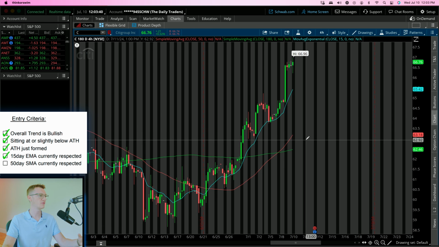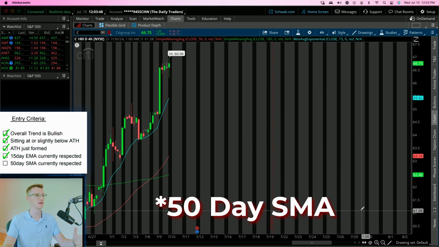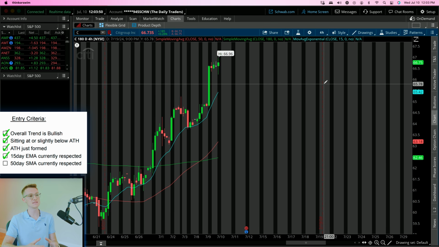Like I said, preferably we want to see all of these boxes checked, but in this instance, we can't check that the 15-day EMA is currently respected. That means that we're going to have a little less certainty, not 100%. Nothing's ever 100%, but the more boxes we can check, the more certainty we have when it comes to actually taking that trade and the probability of that trade actually playing out in our favor.